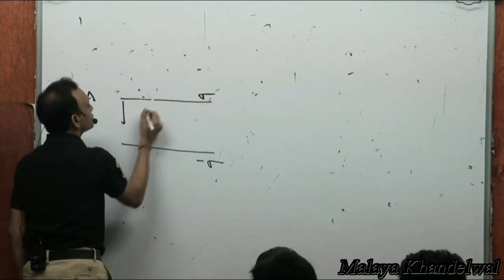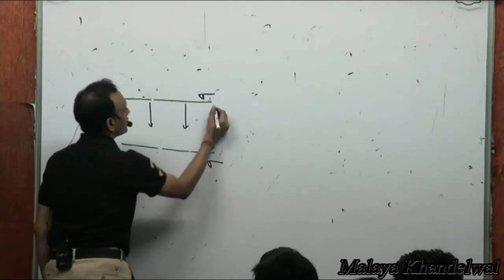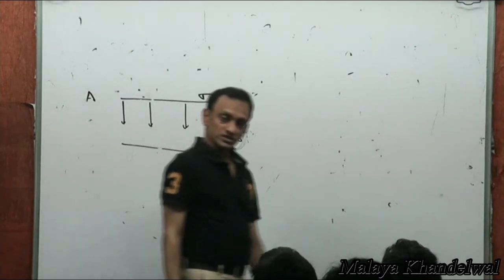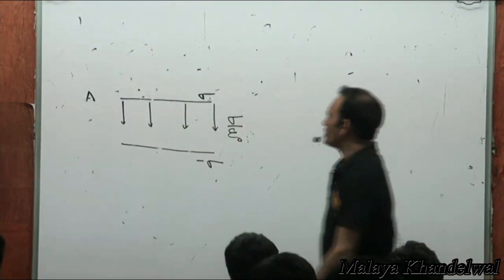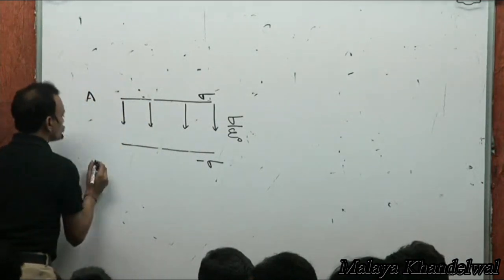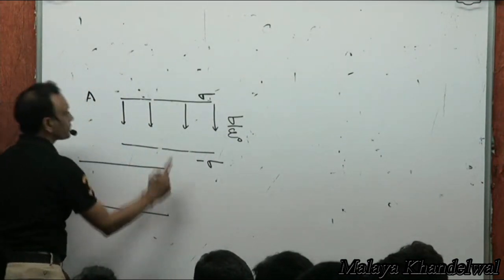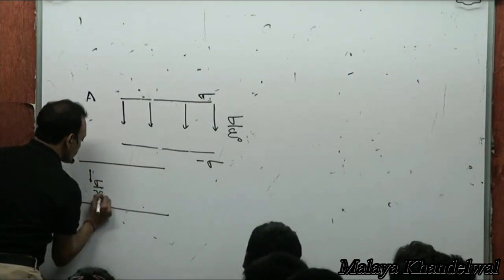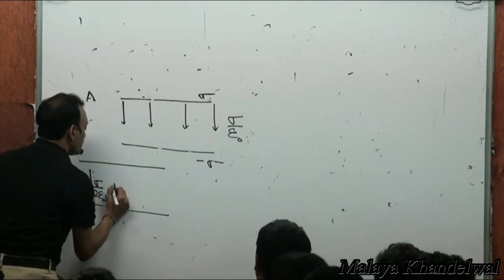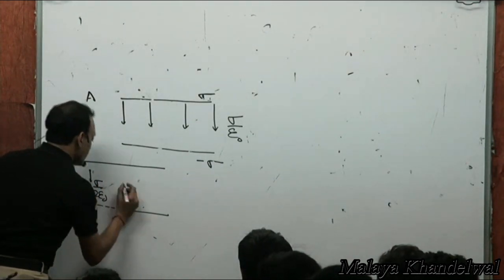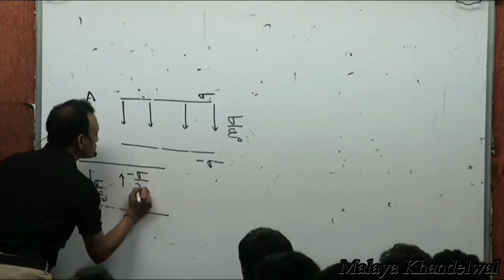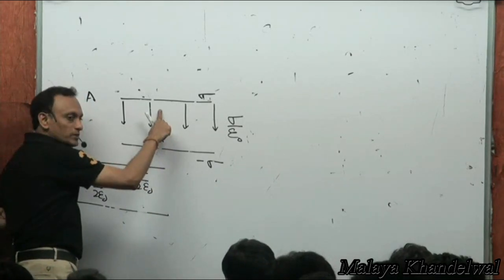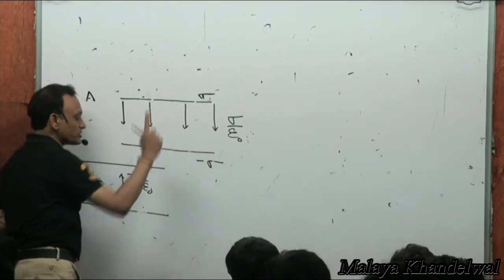What's the field here? Sigma by epsilon naught is the field here. Total field, but do you realize that the total uniform electric field between the two plates of the capacitor is, because of this sigma, sigma by 2 epsilon naught. Because of this minus sigma, it is minus sigma by 2 epsilon naught in the opposite direction. Yes or no? Because of this sigma, it's sigma by 2 epsilon naught here. Because of this minus sigma, it's going to be minus sigma by 2 epsilon naught in this direction.